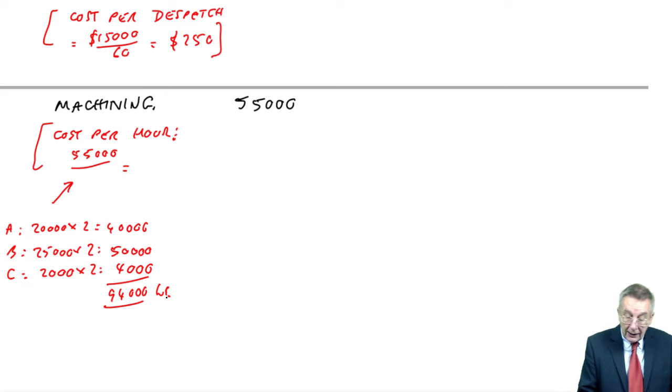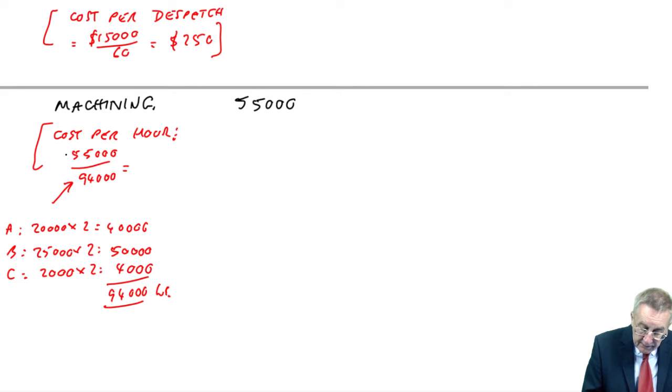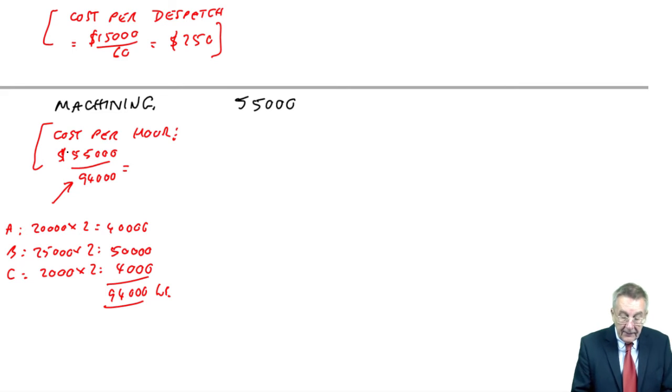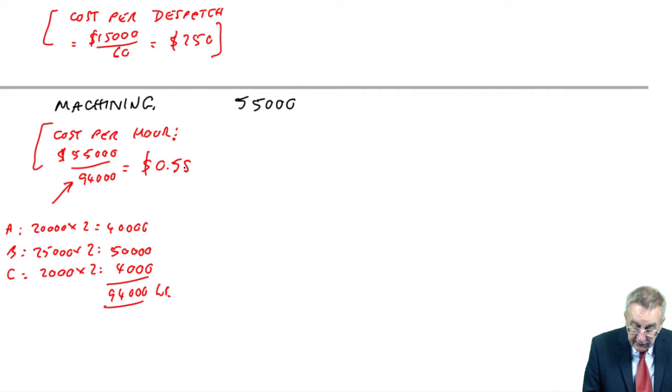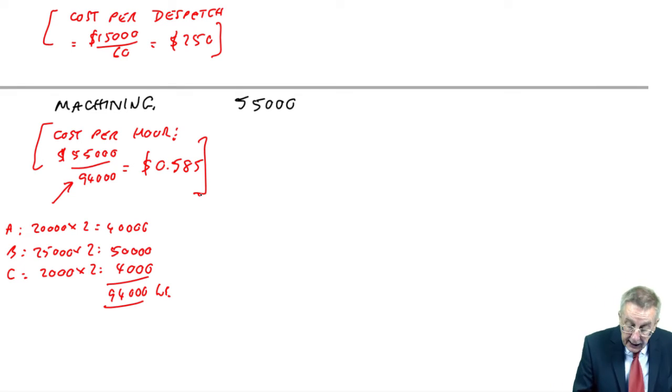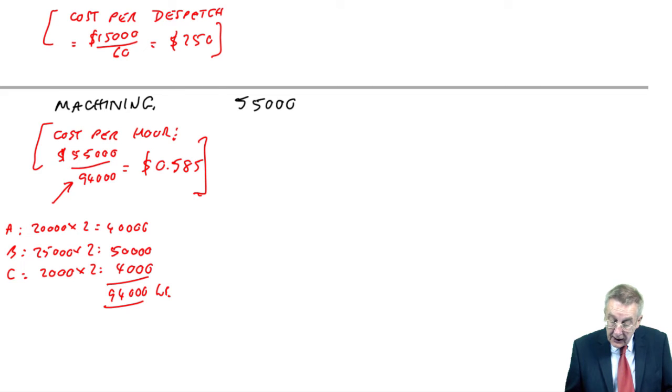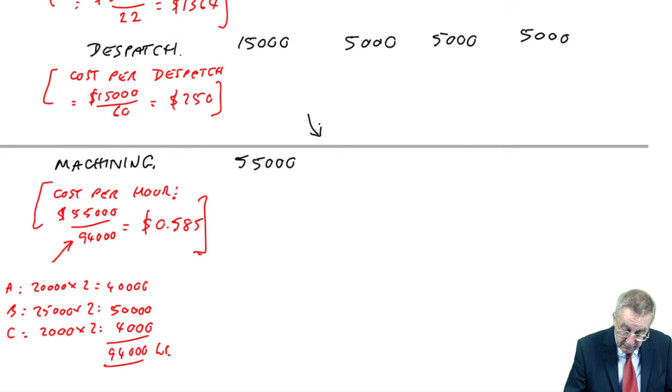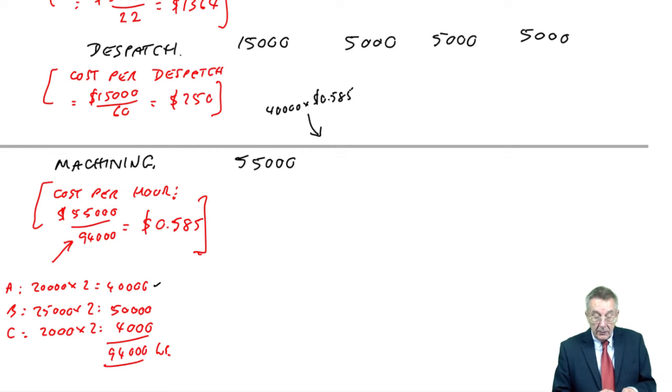And therefore the cost per hour, 55,000 overheads, divide by 94,000 hours, I get 0.585. Again, there's rounding, but it's the same explanation as before. I'm not going to repeat it. Now we can charge it to the products. So A was 40,000 hours at 0.585. Gives me how much?